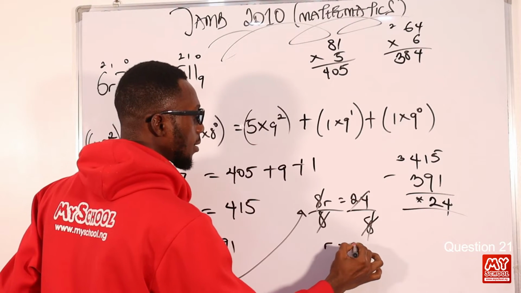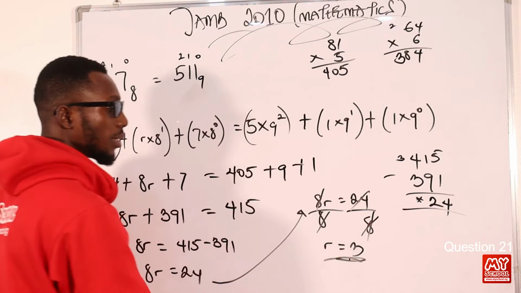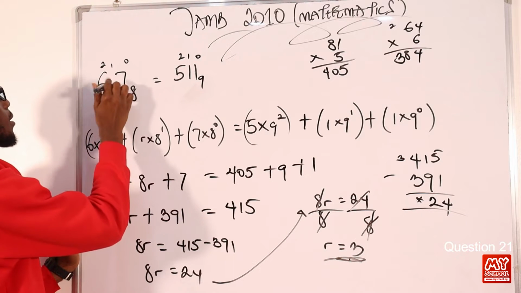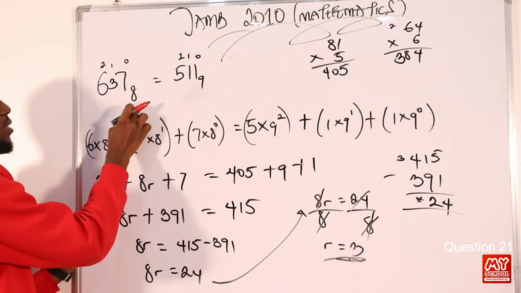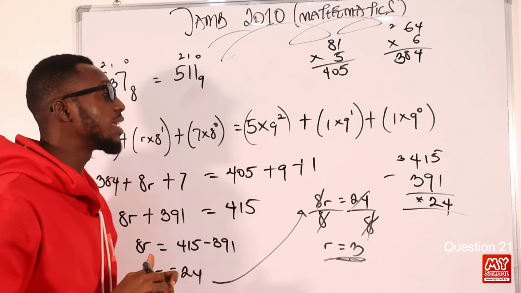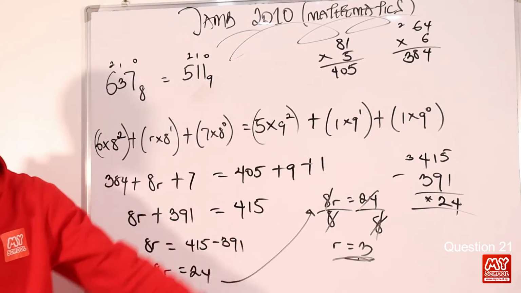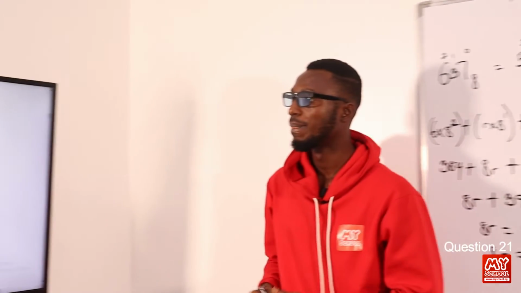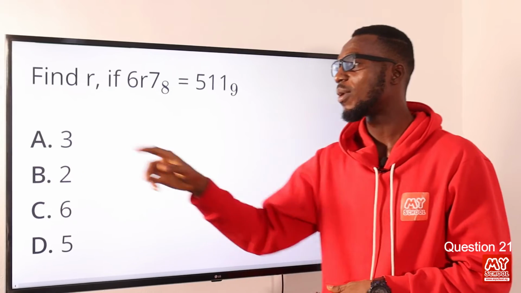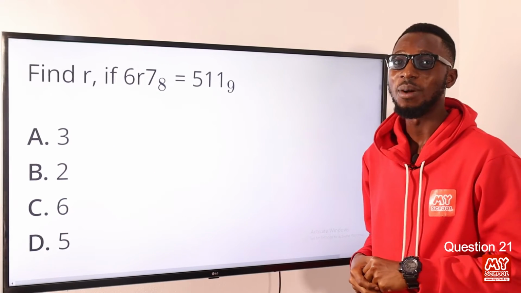So that means the unknown is what? 3. So I can write this equation as 637 base 8 equals 511 in base 9. So let's see if we have 3 provided in the option on the screen. And very well, we can confirm that option A is the valid option.